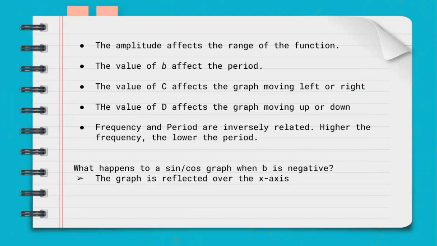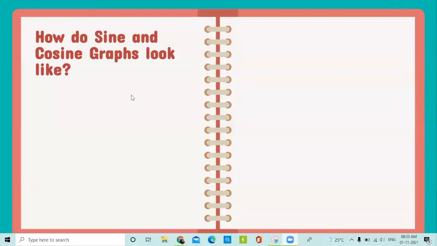Frequency and period are inversely related. So the higher the frequency, or the higher the B value is, the lower the period will become. What happens to a sine or cosine graph when B is negative? When B is negative, the graph is reflected over the x-axis.